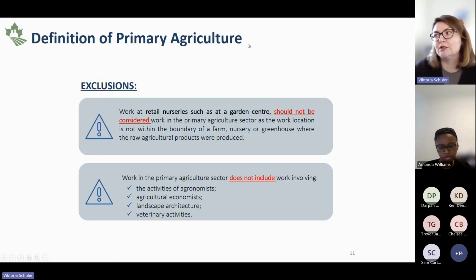What is not included in primary agriculture? Again, retail nurseries such as garden centers. So everything that is off the farm is not considered primary agriculture. And also activities of an agronomist, agricultural economist, landscape architecture, or veterinary services are not considered primary agriculture.